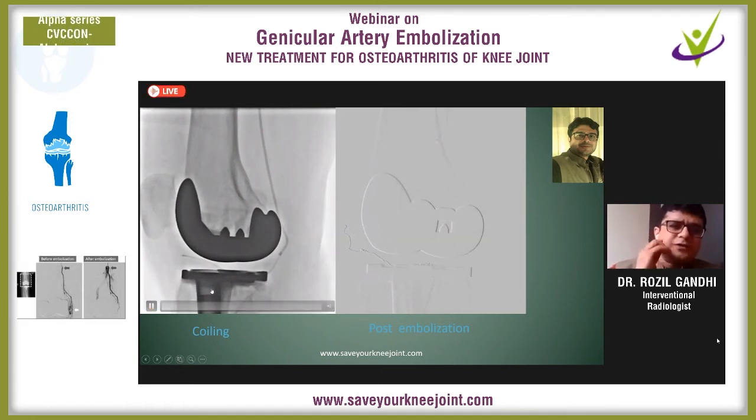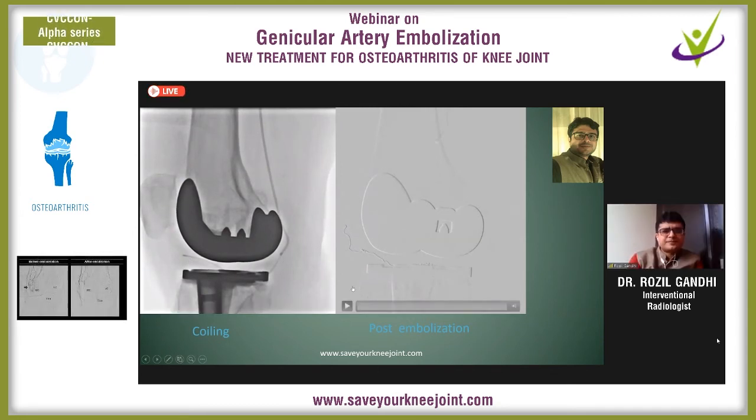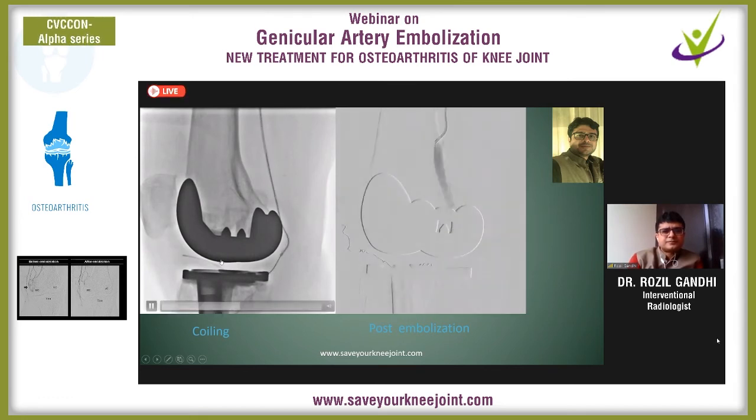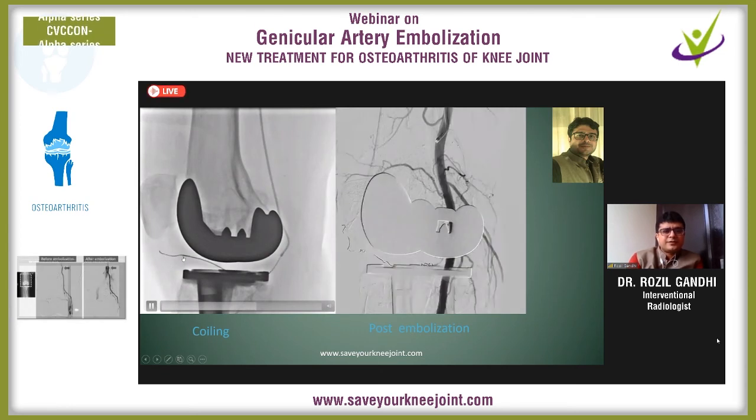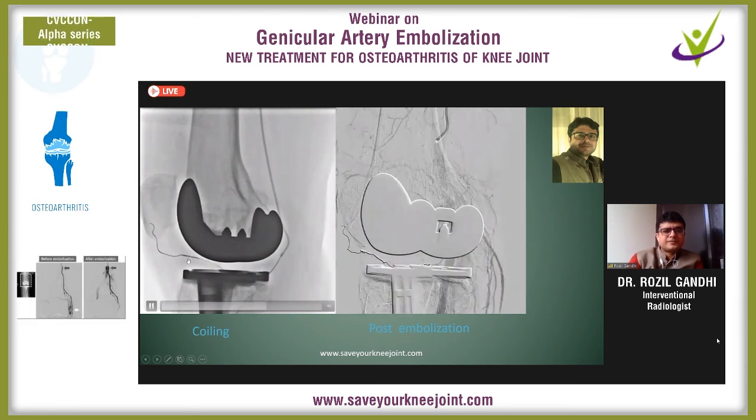We push the coil through the microcatheter. This is the microcatheter. It is through the diagnostic catheter. The coil is pushed here on the left side image, into the artery.